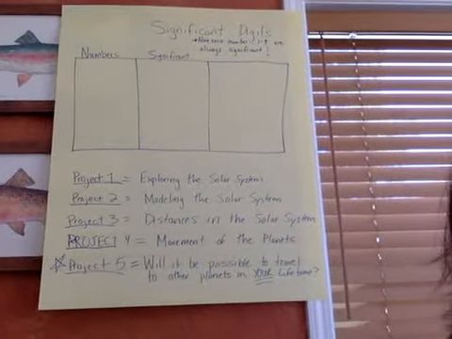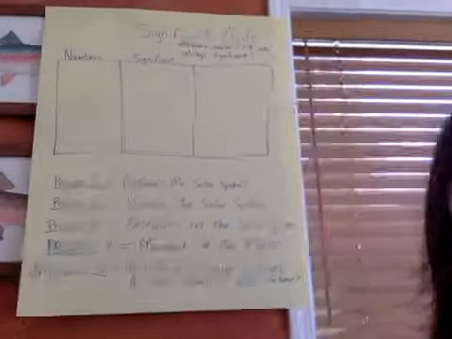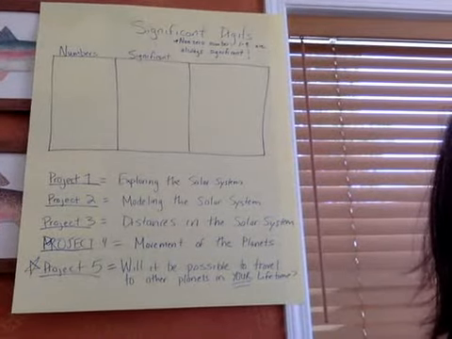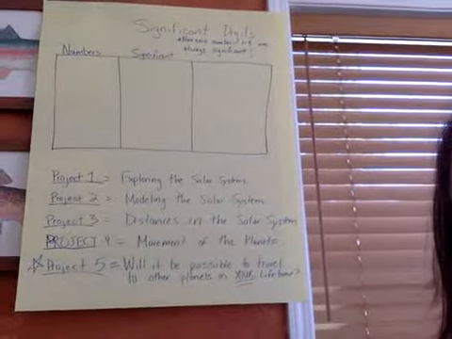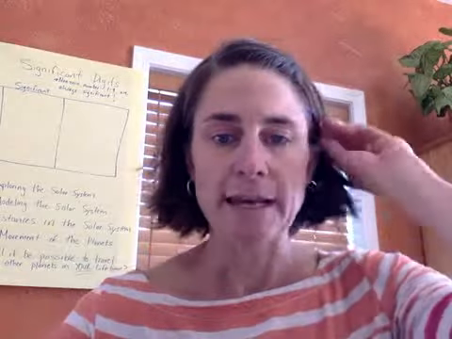So it says, will it be possible to travel to other planets in your lifetime? And you need to know the distances, but you also need to know the movement of the planets to figure out whether you could get there in your lifetime. So that is the big picture. So hopefully that helps you be more motivated to get it done.